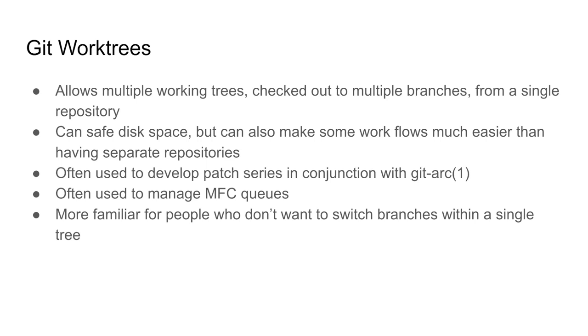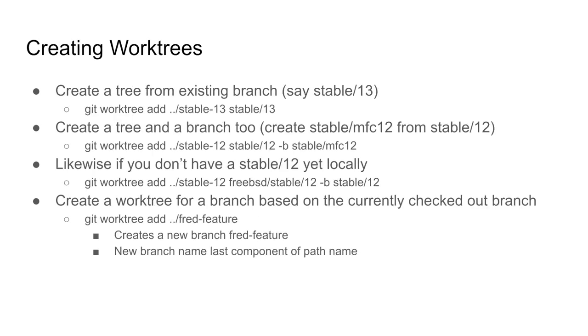And it's more familiar for people that don't want to switch branches in a single tree. Now, I use a mix. I use a work tree for everything on one extreme, a work tree per individual branch that I have. And there's other people who say, I never use work trees. I'll just check out different branches. I'm kind of in the middle. And I'll talk a little bit as I go about when I choose one approach over the other. But first, let's talk about creating work trees.